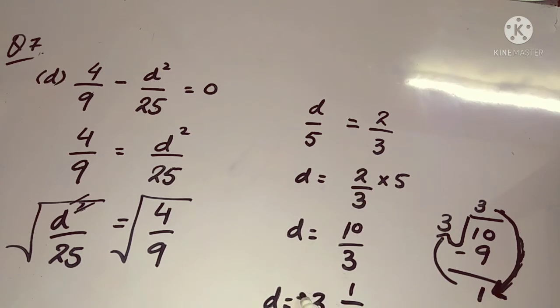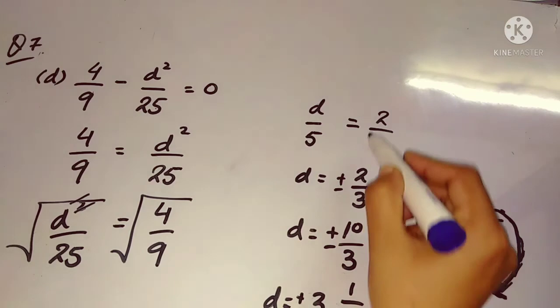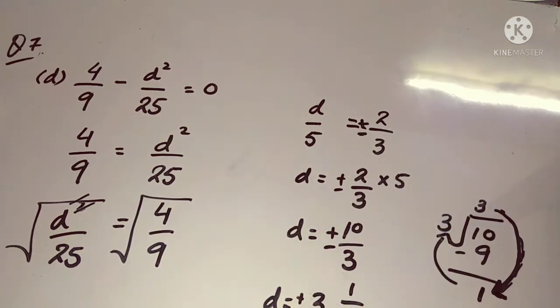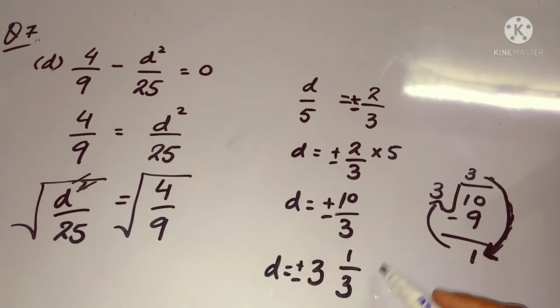Okay, you write the plus minus sign with it, because when we have taken the square root, it was having both signs. We can have both signs whenever we take the square root. So your answer is plus minus 3 whole 1 over 3.